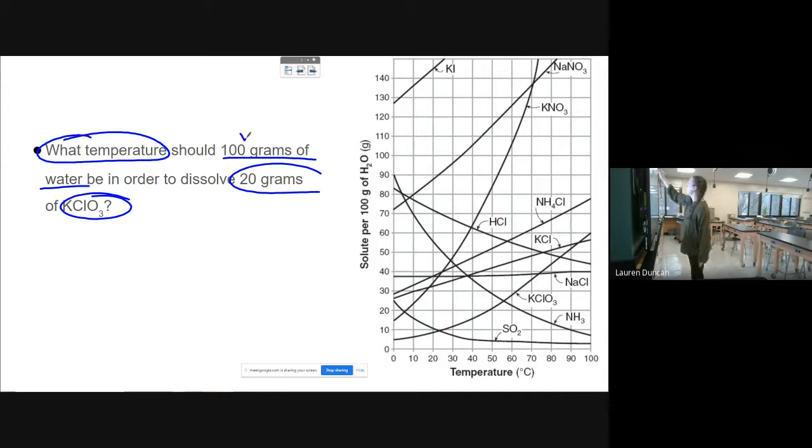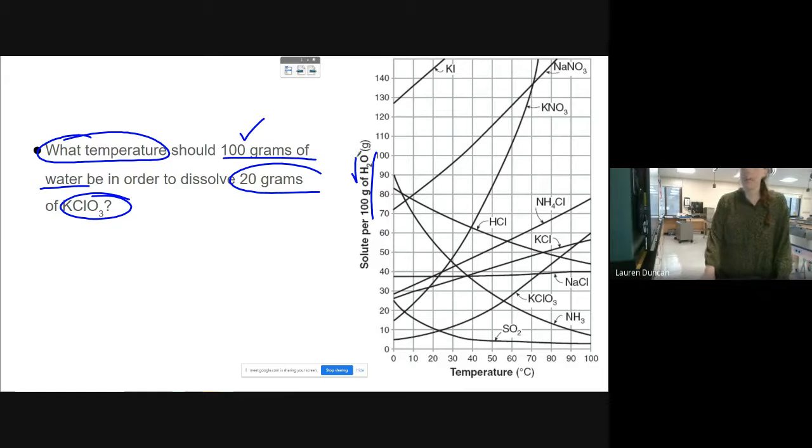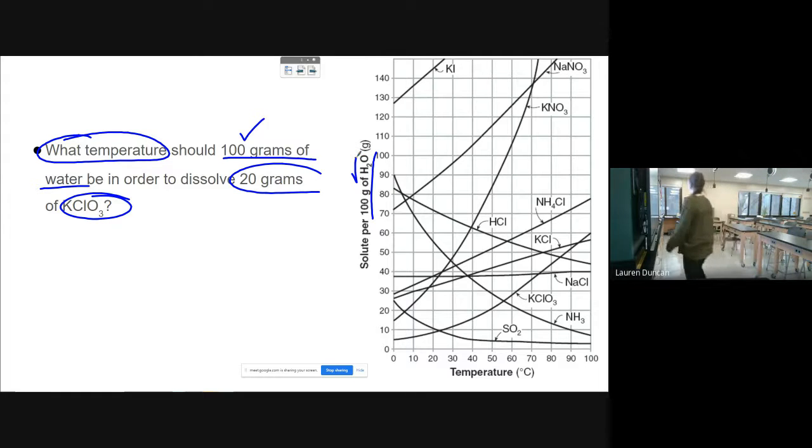Well, make sure it matches the 100 grams of water given in the problem, the 100 grams of water that each of these solutes is dissolved in on table G. I want to know the temperature the water has to be to dissolve 20 grams of KClO3. So find the 20 grams on the y-axis, read over until you hit the KClO3 mark. Oops, I went too far, it's right here, sorry. And then read down. I think it's about 50 degrees C.